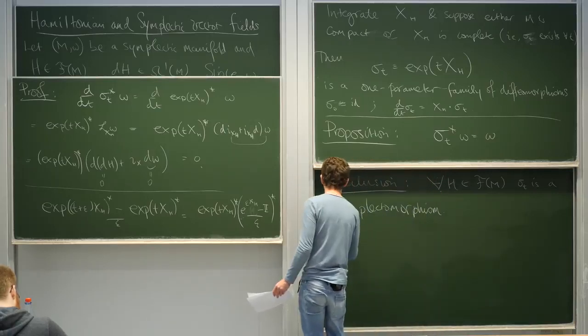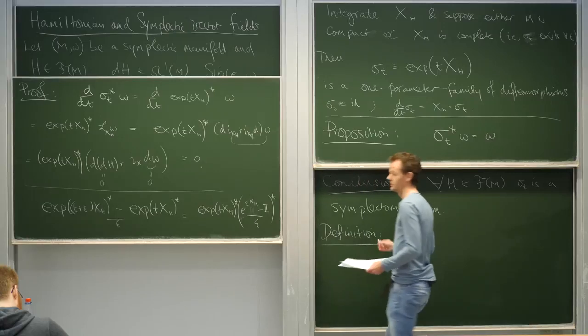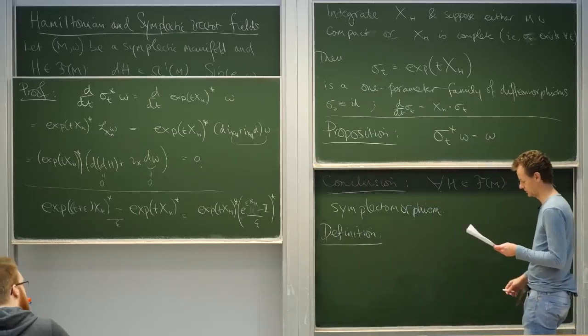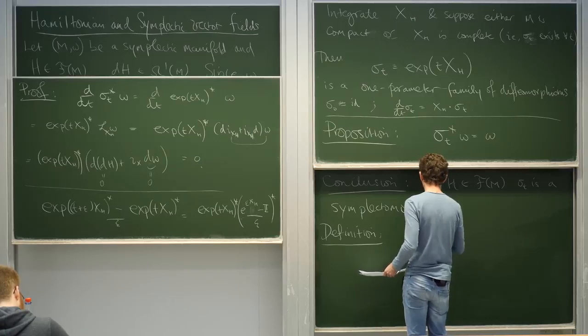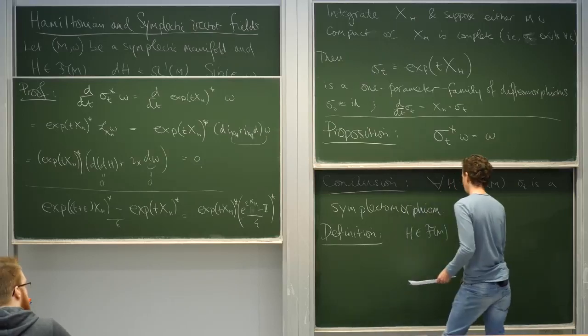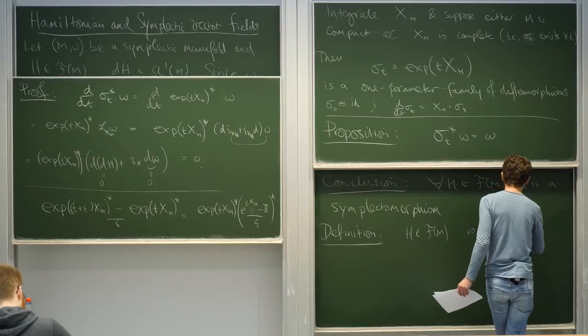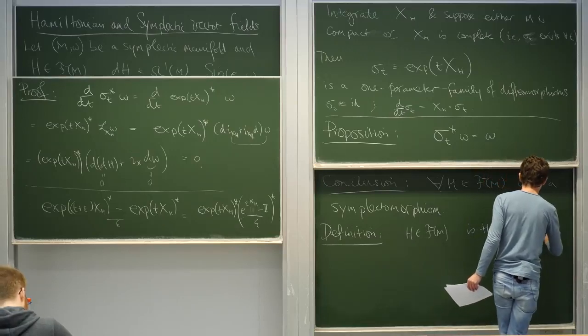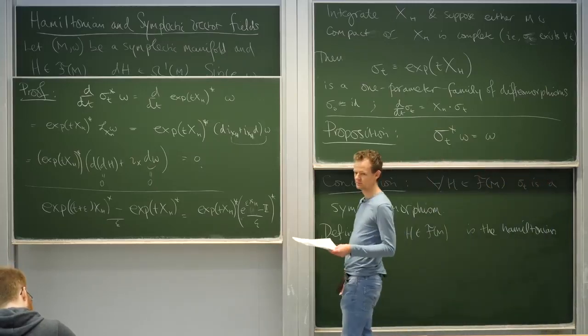And to honor the role of Hamilton in all of this story, we're going to give his name to these things. H is the Hamiltonian, and XH the Hamiltonian vector field.